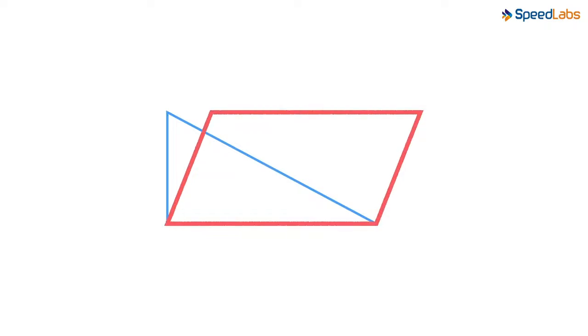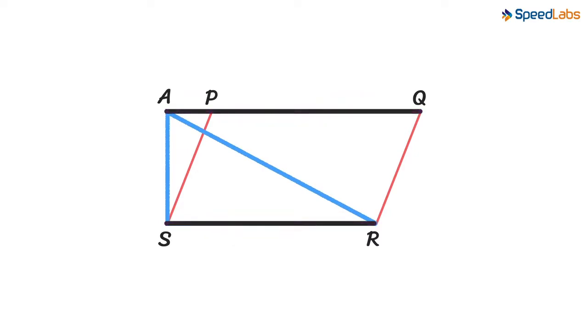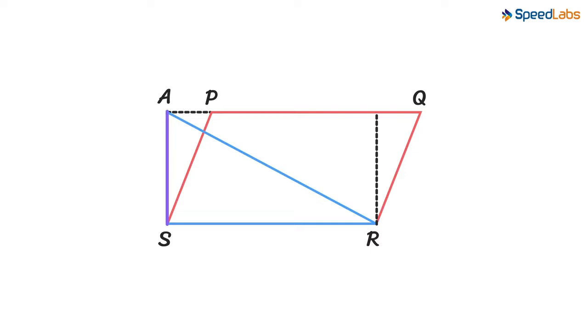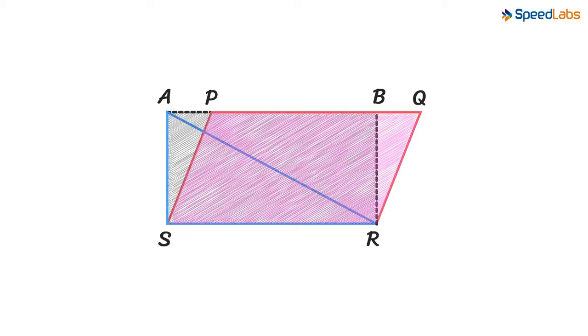Consider this parallelogram PQRS and triangle ASR having the same base SR and lying between the same two parallel lines SR and AQ. We first draw a segment parallel to side SA from the point R. We mark this point as point B. Now, this figure is divided into two parallelograms, this one and this one. Parallelogram ABRS and parallelogram PQRS.